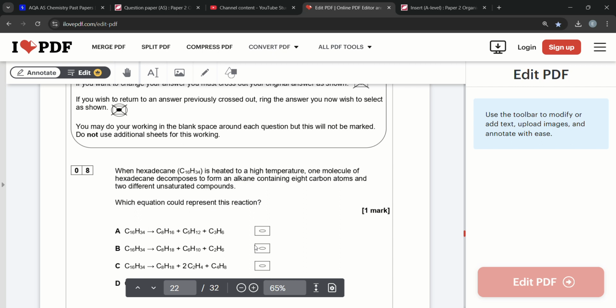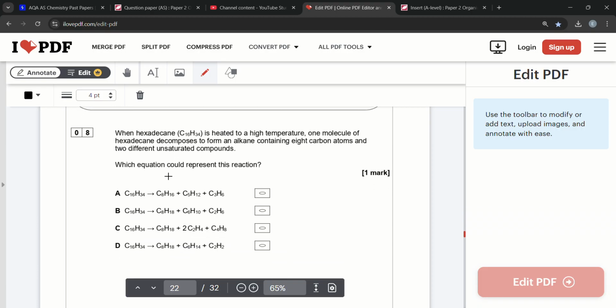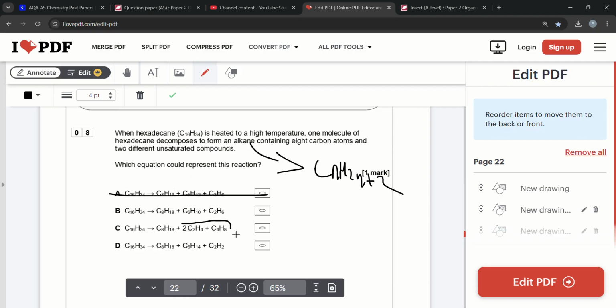Section B, question 8. When hexadecane is heated to a high temperature, one molecule of hexadecane, C16H34, decomposes to form an alkane containing 8 carbon atoms. Now, an alkane is CnH2n+2, so it can't be 8 carbon atoms and 2 different unsaturated compounds. In this case, we've got 3. So it can't be C, so it's either B or D.